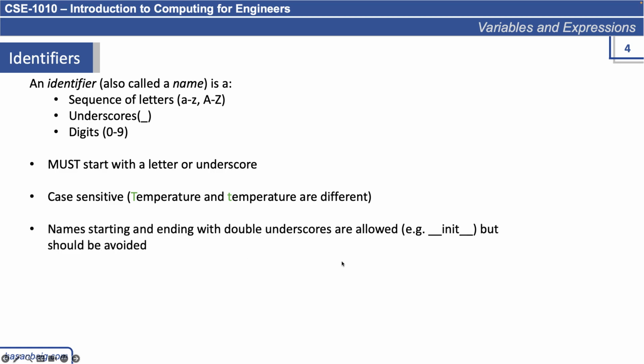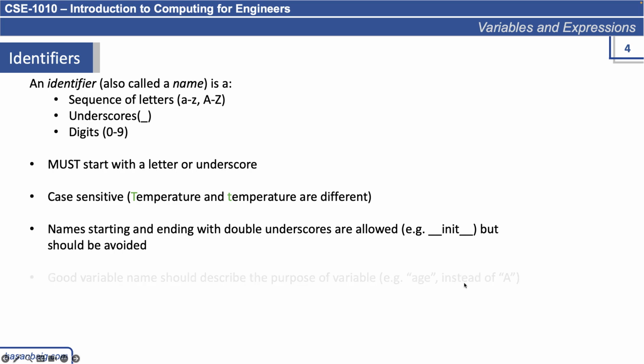Names starting and ending with double underscores are also allowed, like double underscore init, sorry, double underscore. But it should be avoided because it has a special meaning, and there are usually some keywords and built-in variables that are already defined following this convention of double underscores. So although you're free to name your variable like this, it should be avoided.